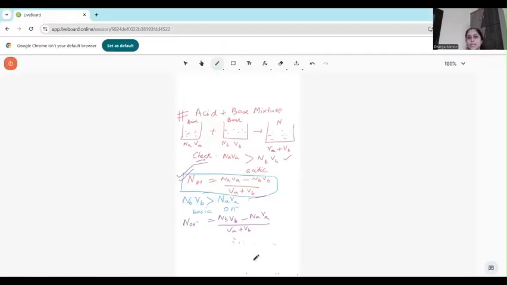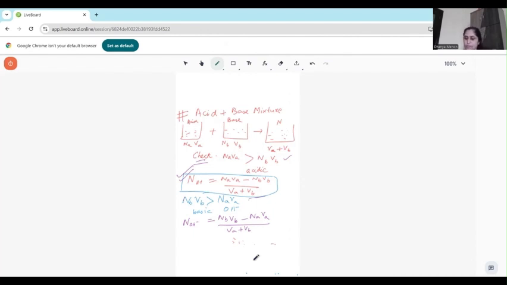So students, these are the two cases that you have to understand before using the formula when you mix an acid with a base. When the solution is acidic, you will use NH plus: the gram equivalent of acid is greater than that of base, so NaVa minus NbVb by Va plus Vb. If it is the other way around, if the gram equivalent of base is more, then you will use the second formula, NOH is equal to NbVb minus NaVa by Va plus Vb, where NV is nothing but gram equivalents. Okay, so let's do a question based on this.